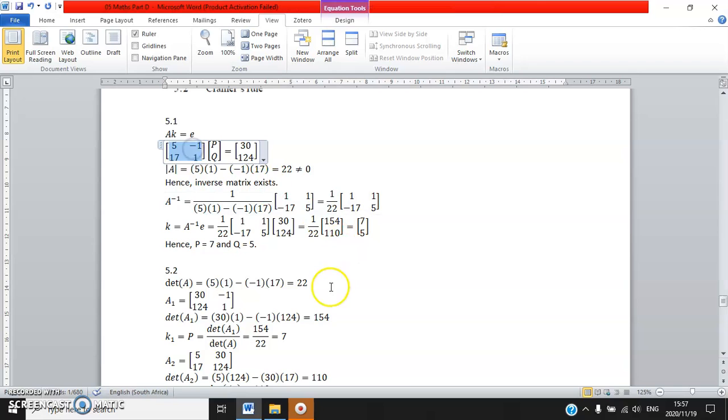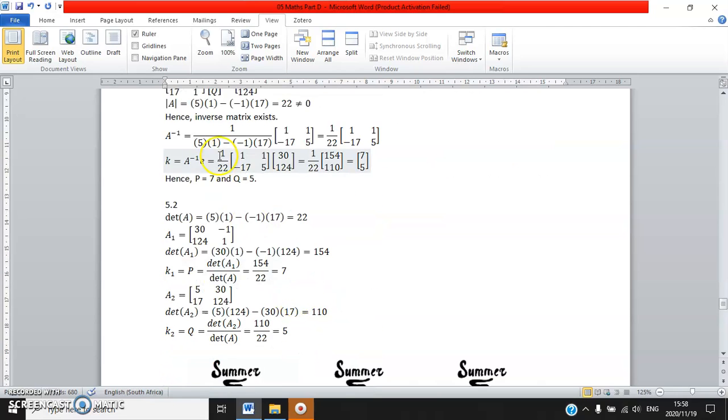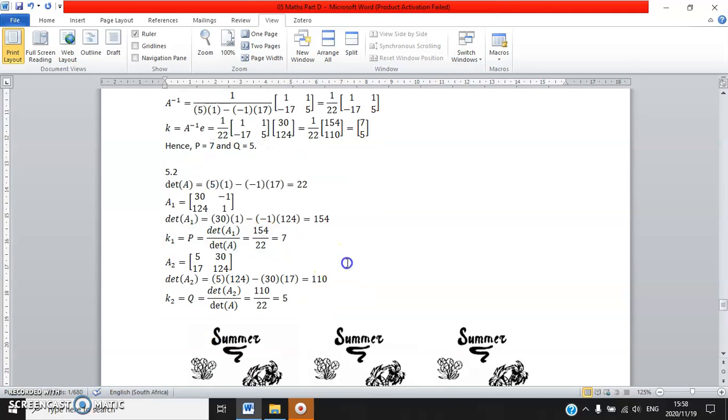So this is my original matrix A. Determinant, still the same thing, 22. And A1, do you see I replaced the first column of matrix A with the E column data, 30 and 124. So this is my A1 matrix. And then I derive the determinant of A1, 30 times 1 minus 1 times 124. So you have 154. And now we can solve for the first unknown K1, which is P, which is equal to determinant of A1, 154, divided by determinant of A, which is 22. So you see we get the same answer again, 7 as in 5.1.